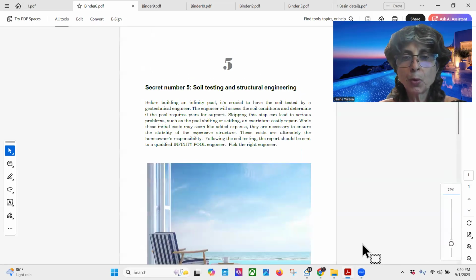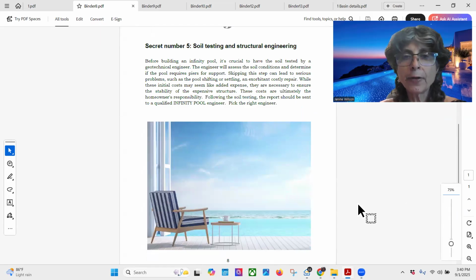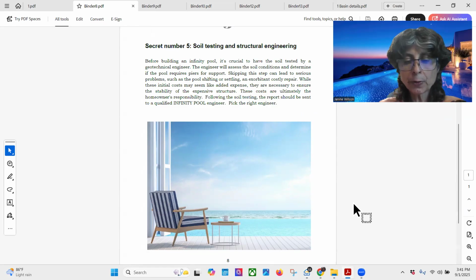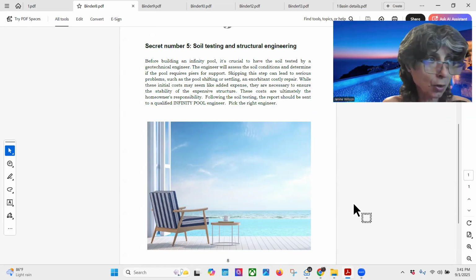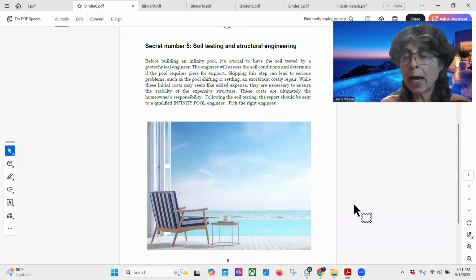Next one, which makes pool builders very nervous, number five, is soil testing and structural engineering. If you think you're nervous about the cost of soil testing and structural engineering and that you know enough not to do it, be very careful. I have seen construction defect cases where, had the builder spent an extra $20,000 or $30,000, he would not be facing $300,000. So it's a very, very cheap solution to a problem.